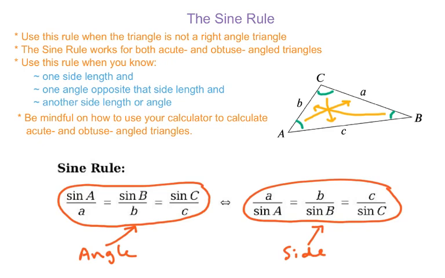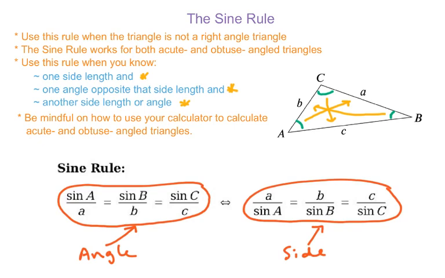We will be looking at the cosine rule in a different video, but you do need to be aware of what you need and the type of information you need as to whether you're going to use the sine rule or you're going to use the cosine rule to find a side or an angle of a non-right angle triangle. So with this rule, you need one side length and one angle opposite to that side length and another side or angle to be able to calculate this. We will do a couple of examples to see how this works.